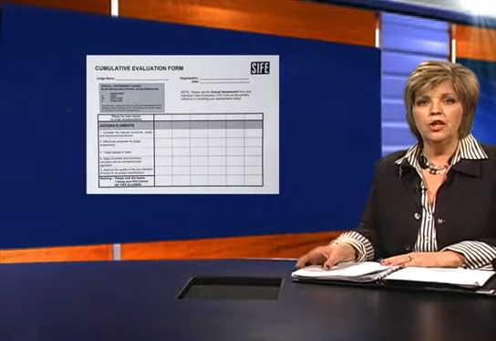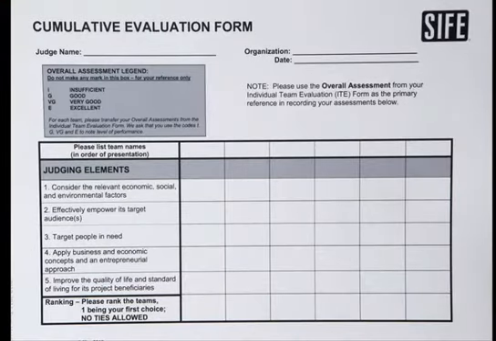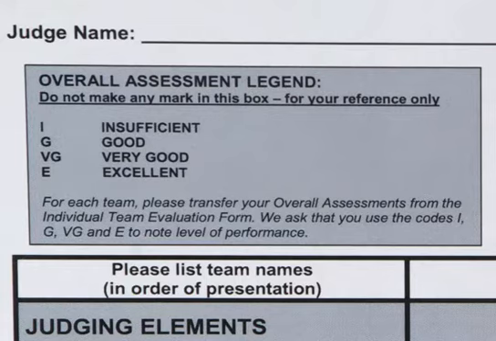Finally, let's look at the cumulative evaluation form. Before the first team presents in your league, please take a few minutes to write in the names of each of the teams at the top of this form in the order that they will present. Also at the top of the form is an overall assessment legend, which you will use as a basis for final marks and rankings. After each team presents, you'll look at the overall assessment you recorded on the individual team evaluation form for each element and give the team an appropriate mark on the cumulative evaluation form.